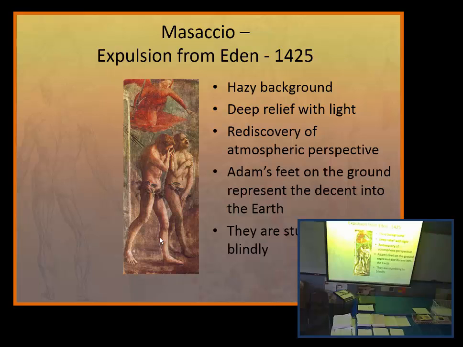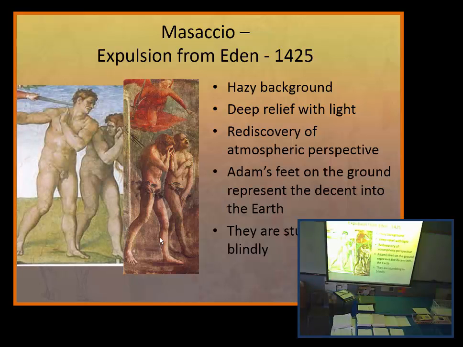It can get better though. There's a deep relief with light. You can see that there's a clear light source with our character. Again, the cast shadow, as well as what we call a core shadow, is right here on the characters. So these are more and more prominent. The shadowing is becoming more and more theatrical. So that atmospheric perspective, make sure to write that down. The feet are on the ground, and that's a symbolic gesture, but it's still very naturalistic. So even though it's on the ground or naturalistic, it's still symbolic. They are stumbling blindly. So that's sort of content discussion.